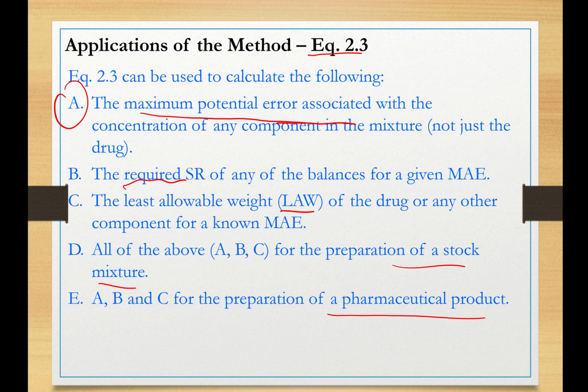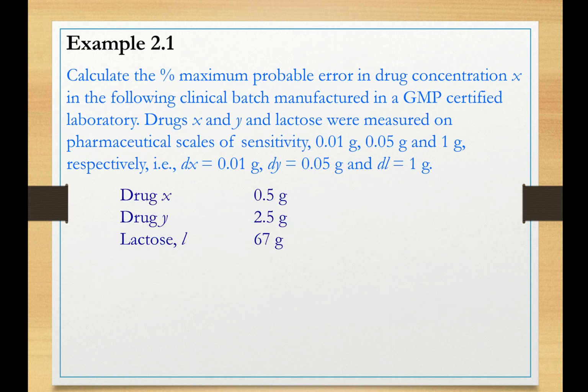Let us first learn how to calculate the maximum potential error associated with the drug concentration in a mixture using example 2.1. Here we are preparing this batch: drug X, drug Y, and lactose. Each one has a certain quantity. Drug X is 0.5 grams, drug Y is 2.5 grams, and lactose is 67 grams. The total amount in the mixture is 70 grams.